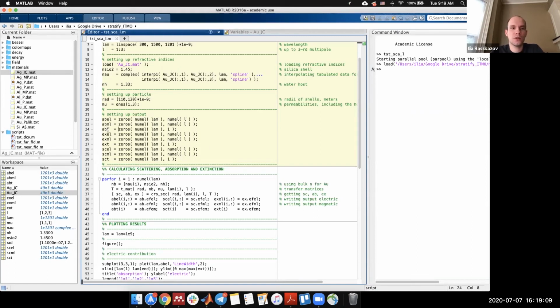For total absorption, I don't need the multipoles. That is going to be total. I'm just going to summarize everything. So that is why the second dimension is 1.